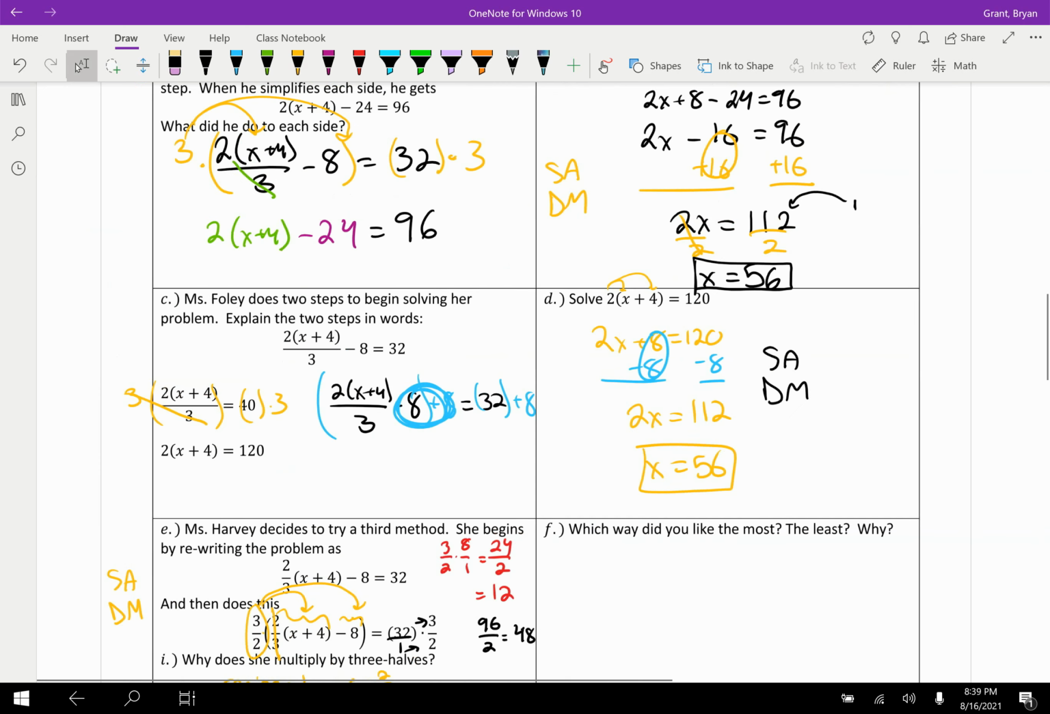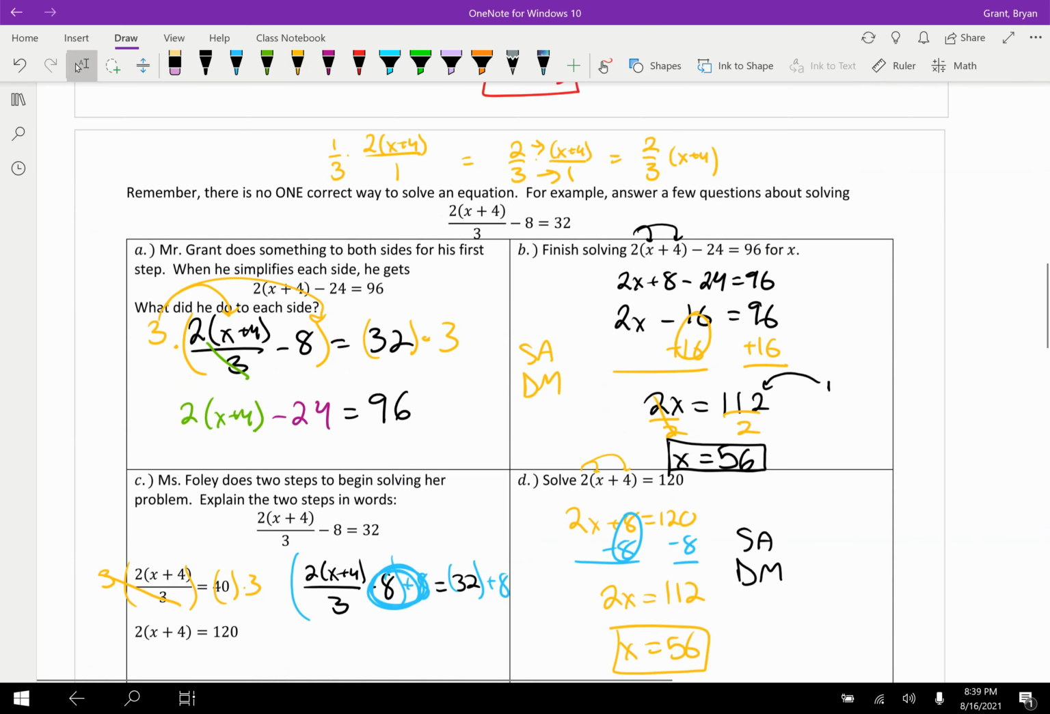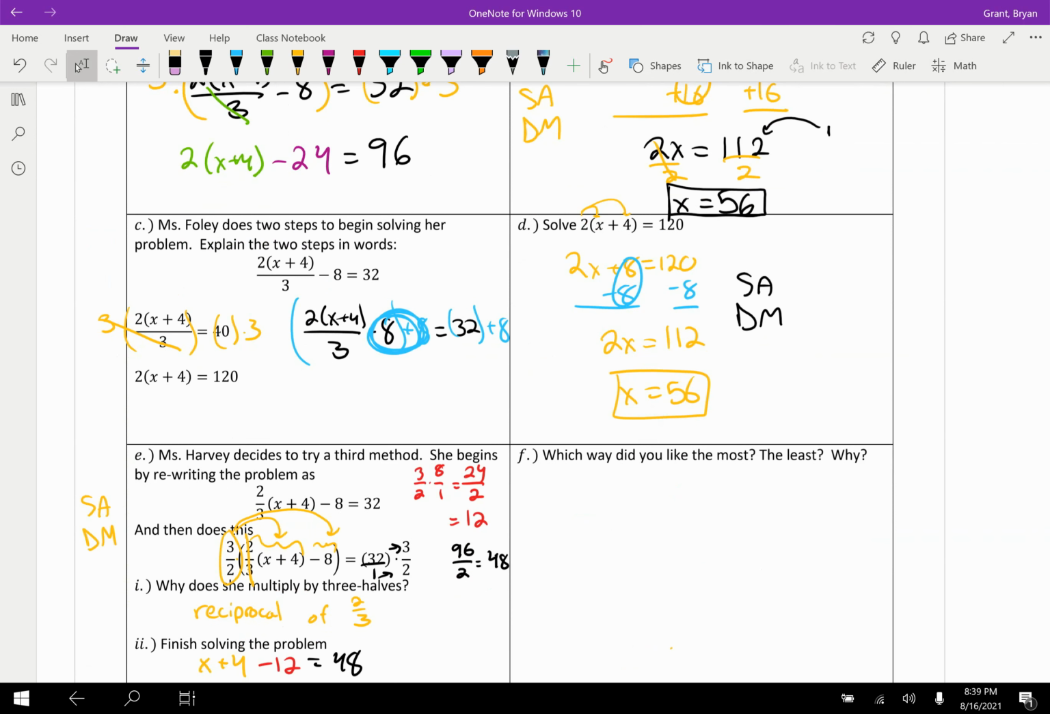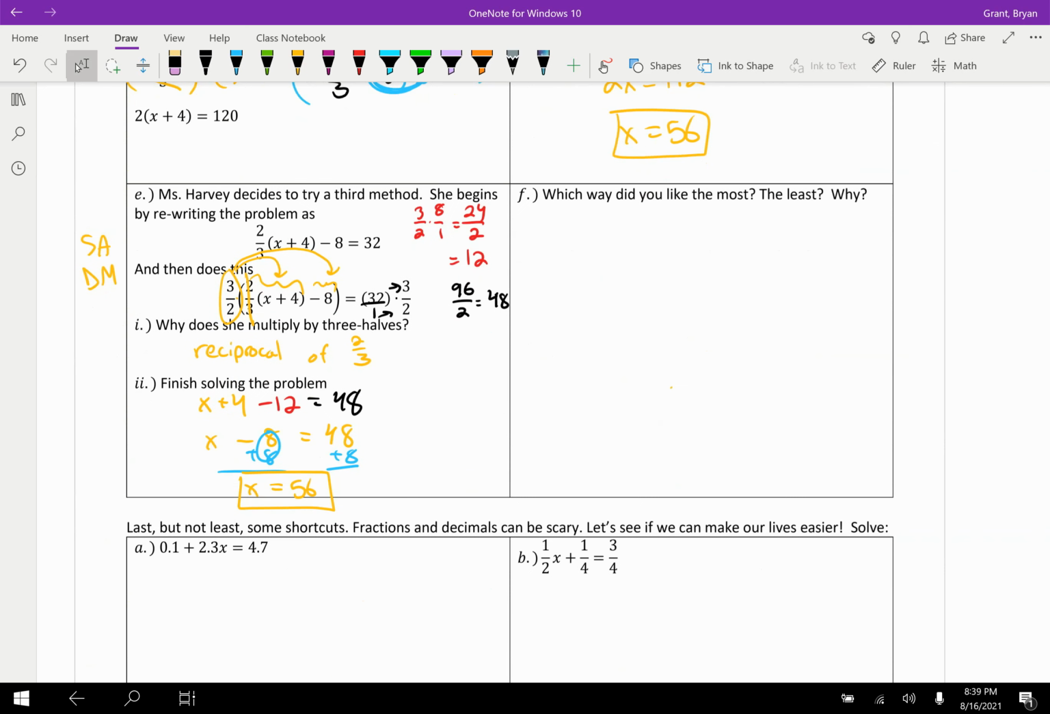So the question becomes, which way did you like most to do this problem? Because there are many different ways to do the problem. I'm not saying any one way is correct or easier than another. It's totally up to you. I've found in the past most people prefer Miss Foley's method, where they add 8, multiply by 3, and then finish solving. That actually tends to be one of the longer methods, but it's a little more straightforward.